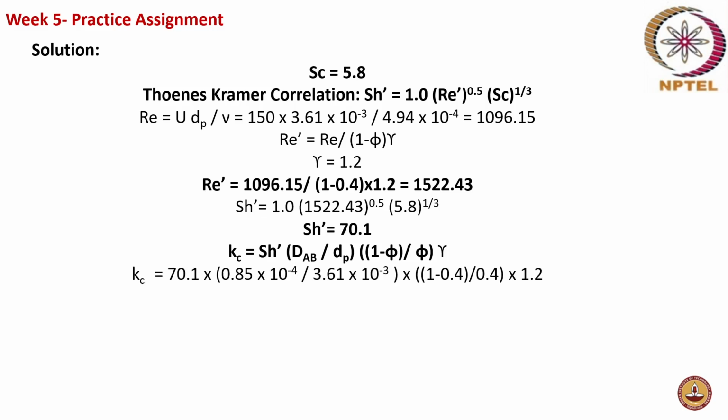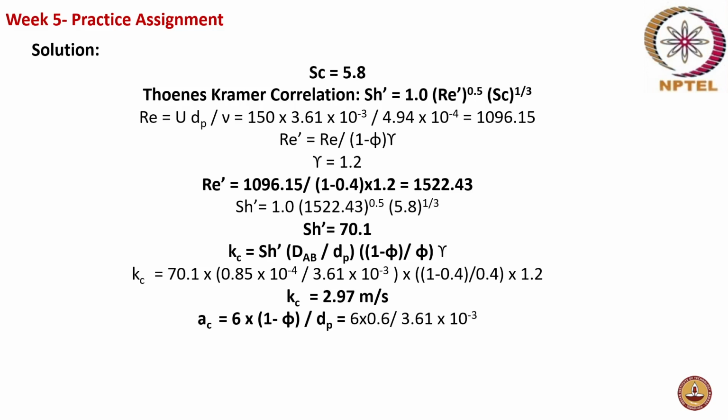So substituting all these, Kc is equal to your modified Sherwood number 70.1. Your diffusivity is 0.85 into 10 power minus 4. Your equivalent diameter is 3.61 into 10 power minus 3. Your porosity is 0.4. So 1 minus phi is 1 minus 0.4, divided by 0.4, multiplied by your shape factor 1.2. What do you observe? Kc is equal to 2.97 meter per second.